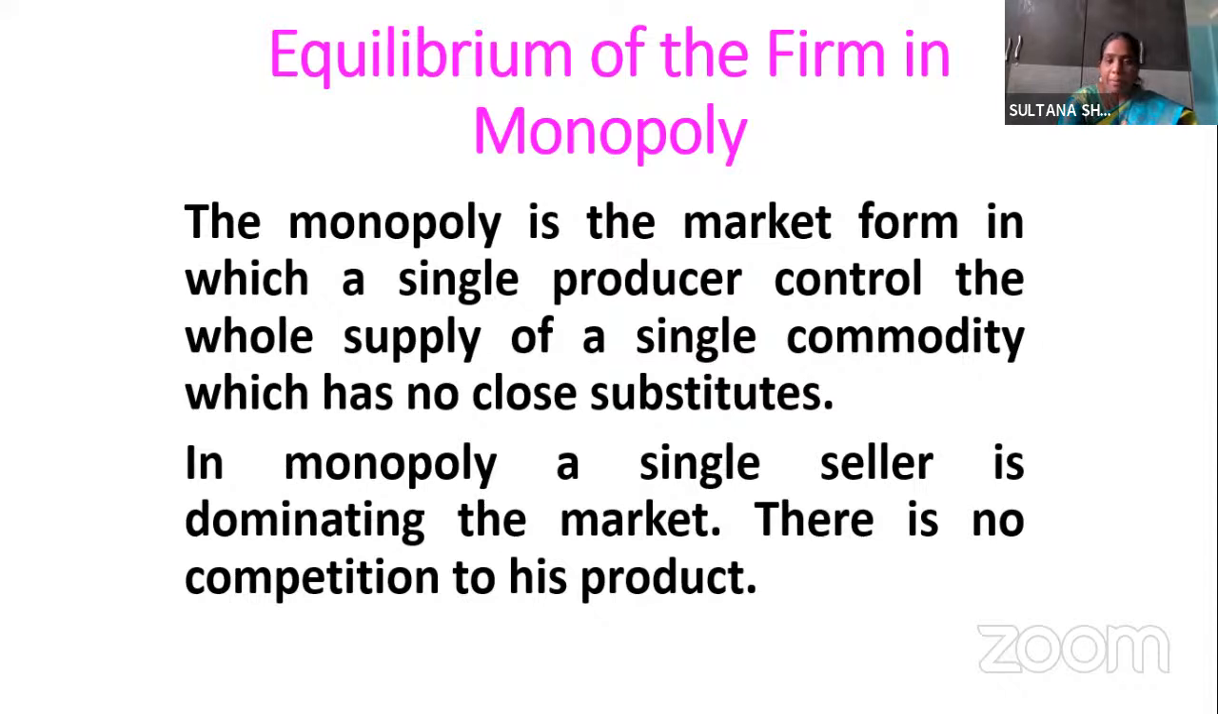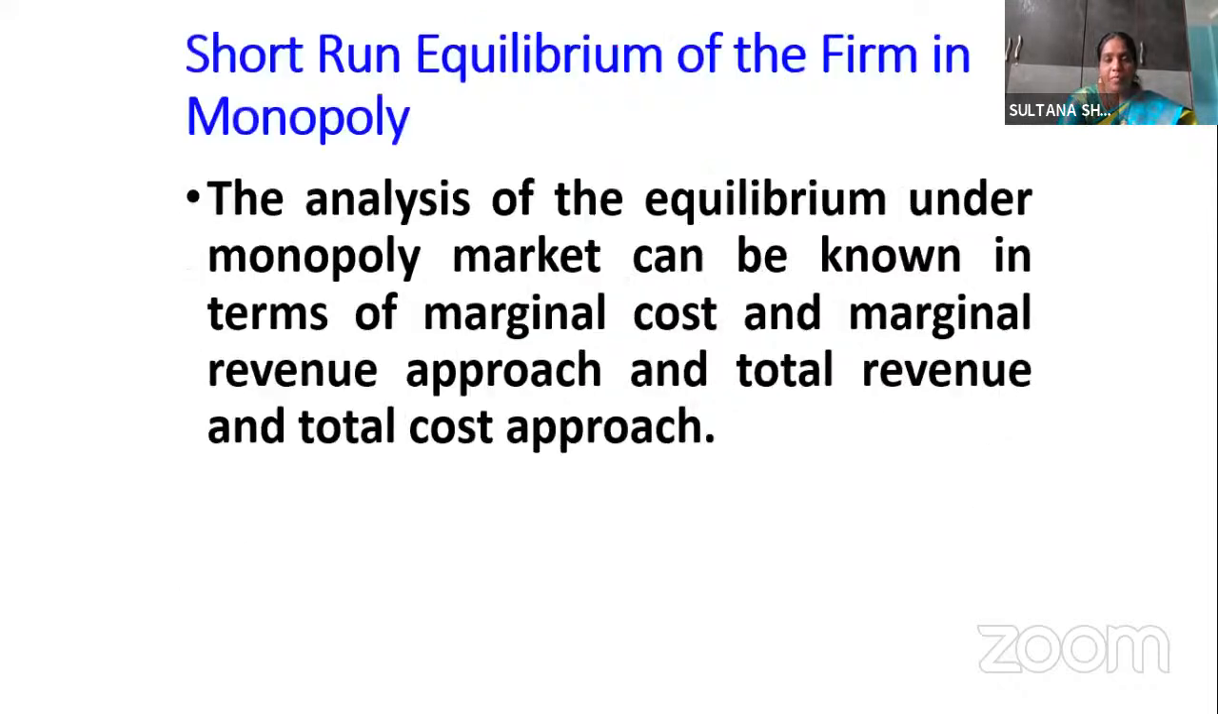I will share you the PPT, if possible. In monopoly, a single seller is dominating the market. There is no competition to his product. Now, short-run equilibrium of the firm in monopoly. Based on time, we can categorize the market into short period, very short period, long period, and very long period. Very long period is nothing but secular market.